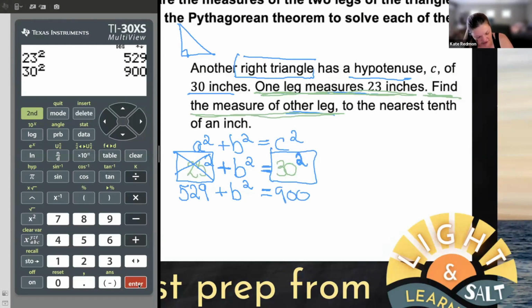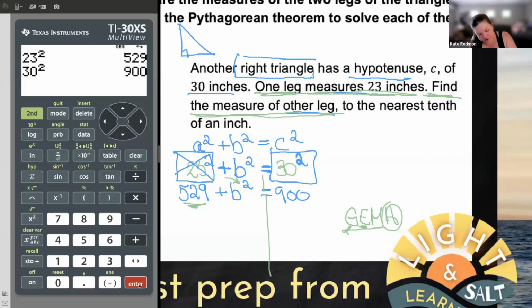And now that it's a little simpler, it's easy to see that this is a two-step equation. There's b over there, and there's two things to get rid of. I got to get rid of this number 529 and this operation here, the squaring. Now, when I'm solving, I work the order of operations backwards. So I'm going to get rid of anything adding or subtracting with b before I handle the exponents on b. So I'm going to get rid of 529.